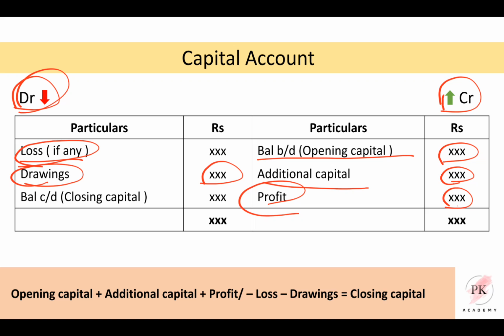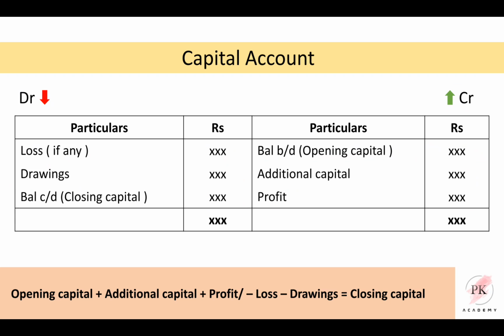And losses, if any losses happen, we can recover that from the capital. Okay, we can recover that from the proprietor himself, so it's also a decrease in capital, like drawings. And the closing balance. Okay, when there is an opening balance, there will be a closing balance. Okay, this is the capital account structure.